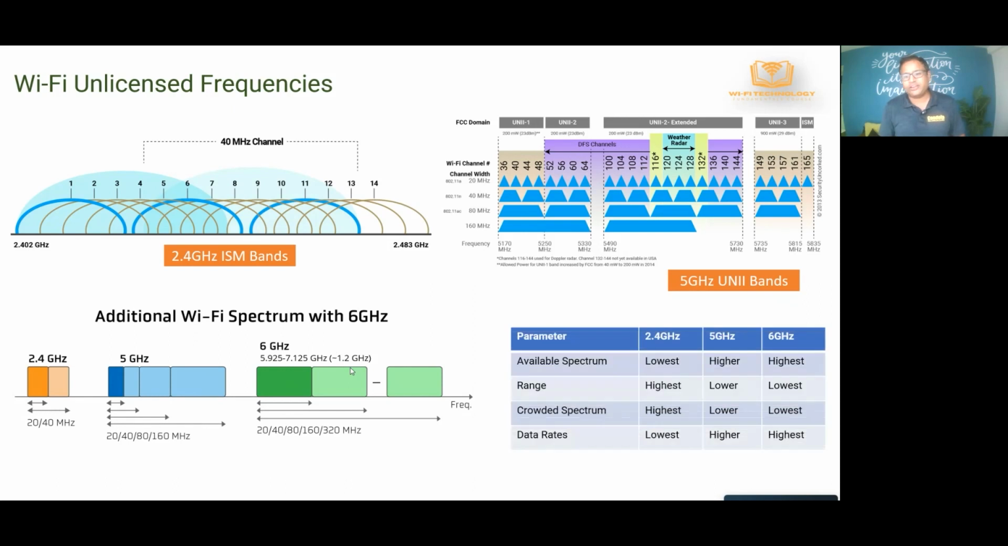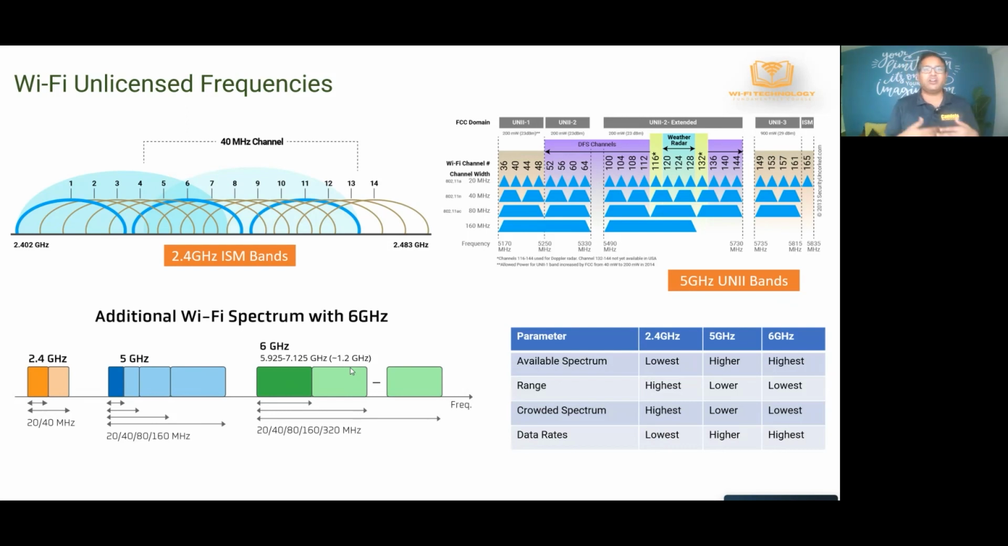Now, if you look at these 3 spectrums, 2.4, 5, and 6 gigahertz, and look at the various parameters, starting with the available spectrum, 2.4 gigahertz has the lowest amount of spectrum available, 5 gigahertz has more, and 6 gigahertz has the highest. When it comes to range, 2.4, since it's the lowest frequency, provides the highest range. The lower the frequency, the longer the wavelength, and the longer the range you can get for your transmission. So 2.4 gigahertz gives you the highest range, 5 gigahertz is lower, and 6 gigahertz is the lowest. As far as how crowded the spectrum is, since 2.4 was released early on, it came out first.